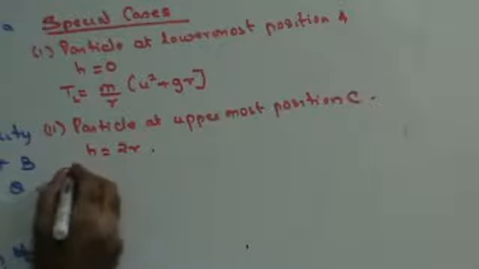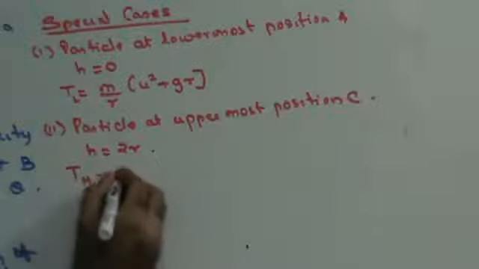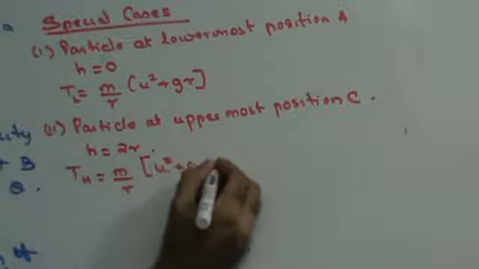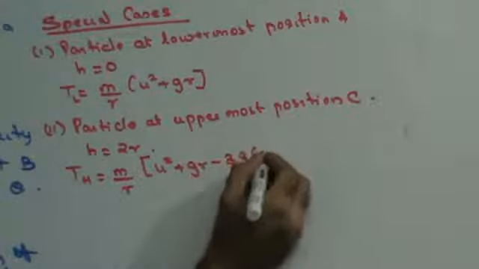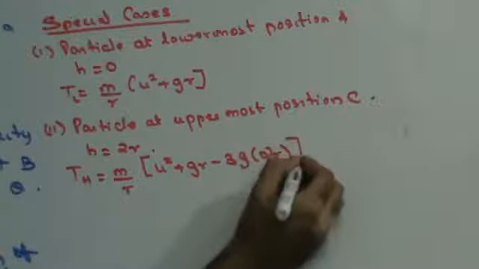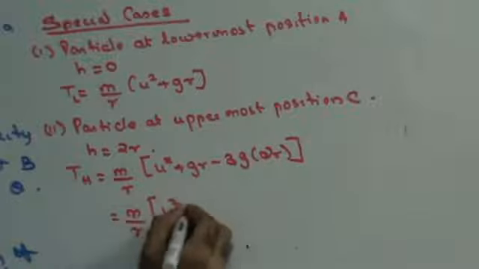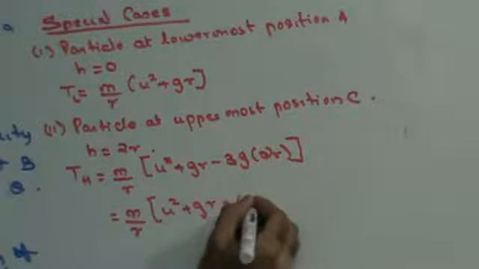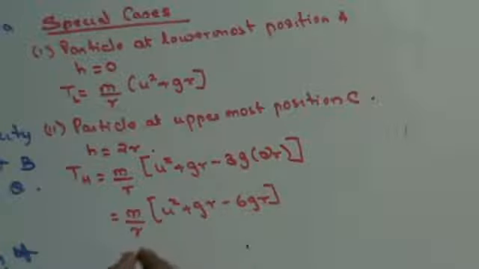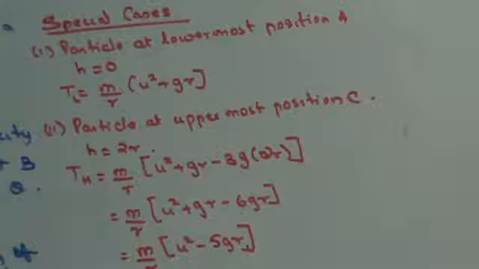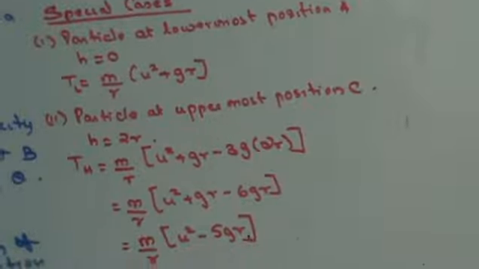Substitute in the equation of tension. So tension at the highest point will be m upon r into u square plus gr minus 3gh. h can be written as 2r. So therefore this can be written as m upon r into u square plus gr minus 6gr. So this will be m upon r into u square minus 5gr. So the tension on the string at the highest point will be m upon r into u square minus 5gr. Fine, do we get this in here?